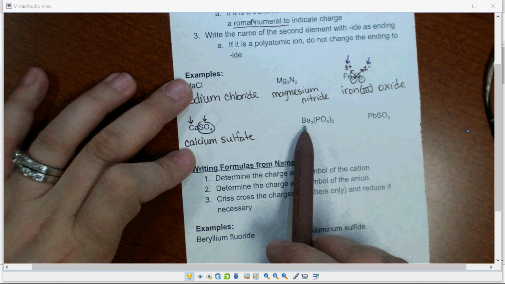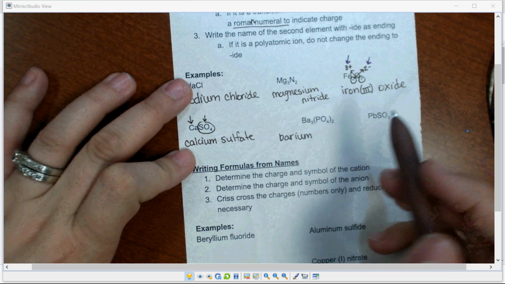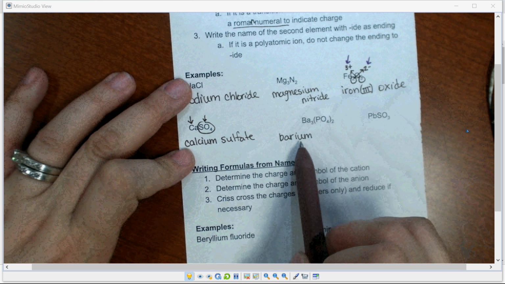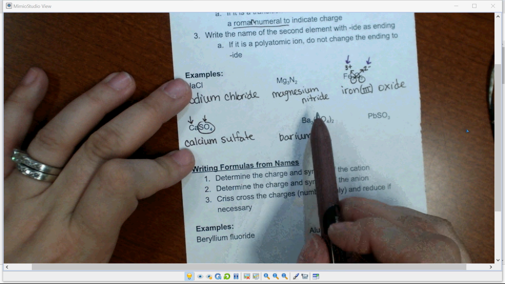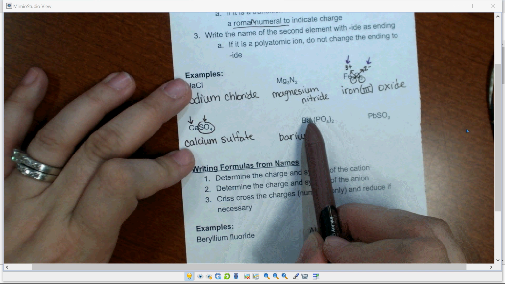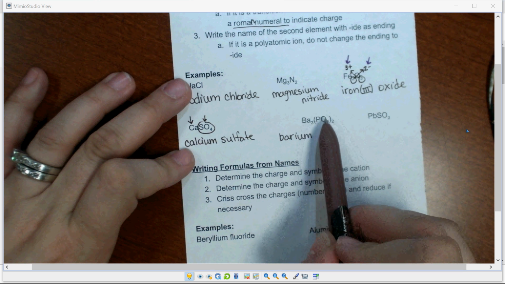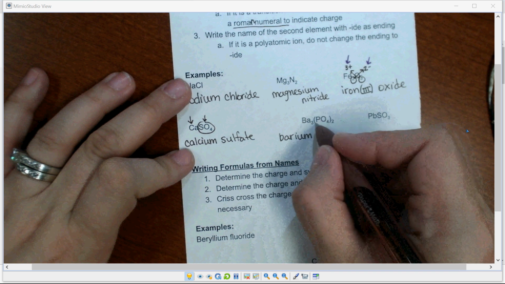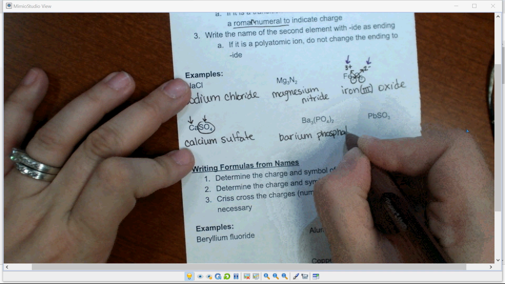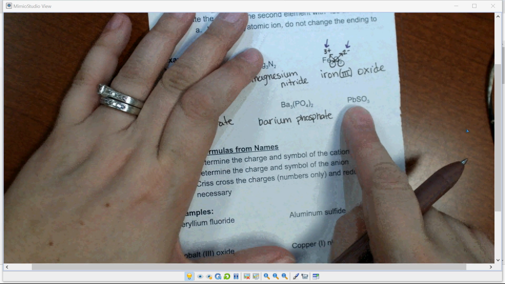So this one, we name our first element, and that guy is barium. Barium does not fall in the transition metals. It's in group 2, so we don't have to use a Roman numeral. And then I know that this is a polyatomic ion because after I looked at barium, there's more than just one element left. There's 2. There's phosphorus and oxygen. And so I find that the name of that is called phosphate. And that is it.